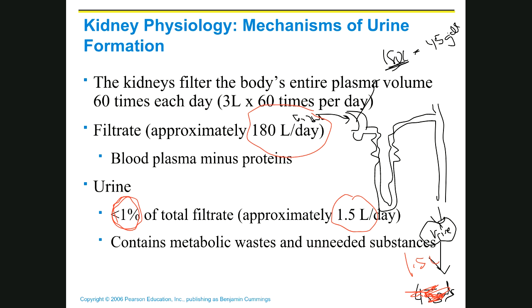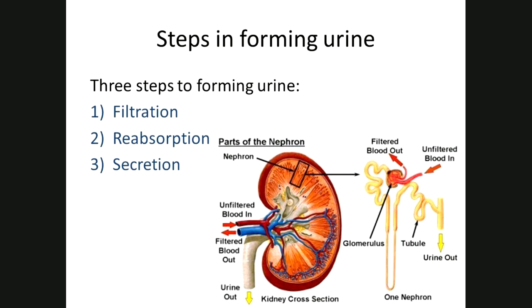So we're going to have to pull out a ton of water and a ton of other things when we make urine. It happens in 3 steps: filtration, reabsorption, and secretion. So what are those 3 steps? Filtration: we're going to filter the blood, and we're going to form filtrate.